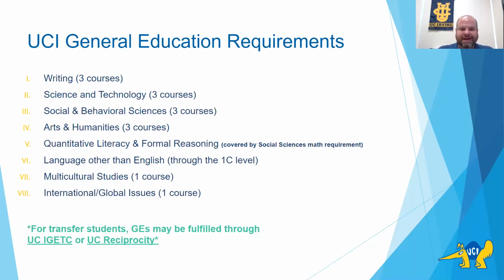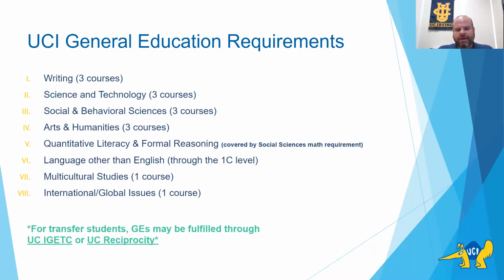And then category 6, language other than English, is basically students at UCI have to complete through the 1C level at UCI. And so that means it could be 2 semesters of language. If you took that at another college of the same language, you could have satisfied that, or by 3 years in high school possibly, or you might even need to take that here at UCI depending on what level you're at. Right. And then category 7 is multicultural studies.